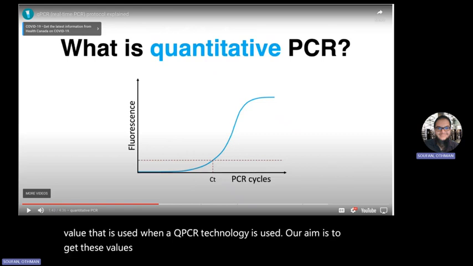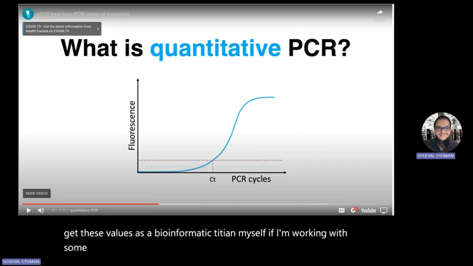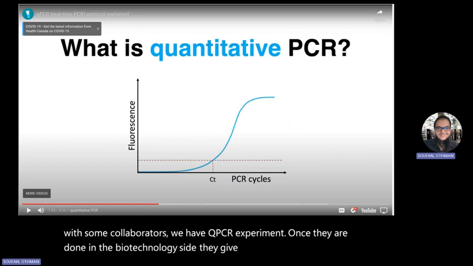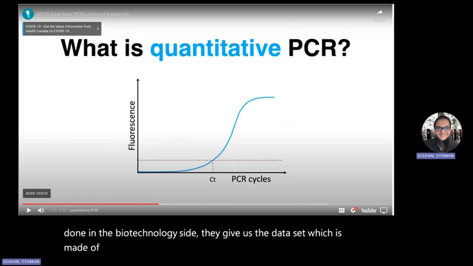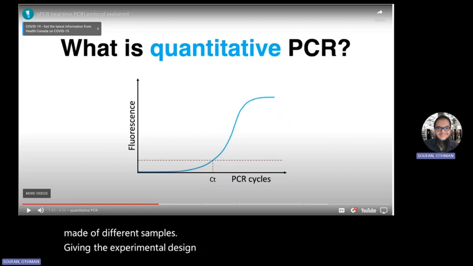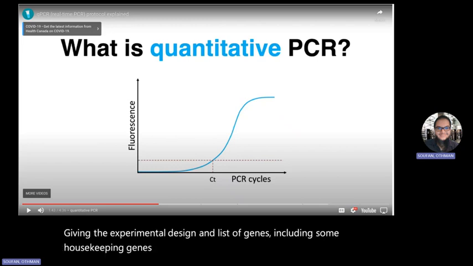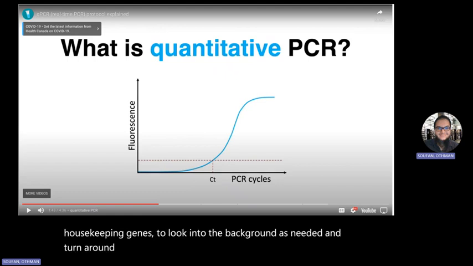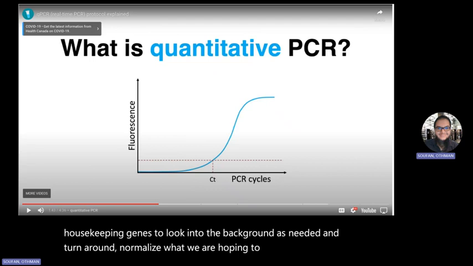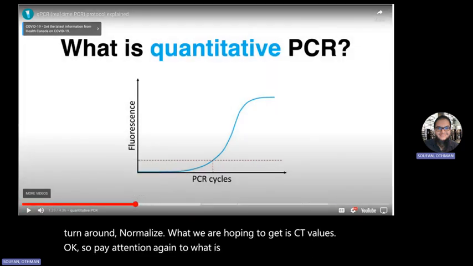As a bioinformatician myself, if I'm working with some collaborators, we have a qPCR experiment. Once they are done on the biotechnology side, they give us the data set, which is made of different samples, giving the experimental design, and a list of genes, including some housekeeping genes, to look into the background as needed and to normalize. What we are hoping to get is CT values, okay? So pay attention again to what the CT value is in this case.